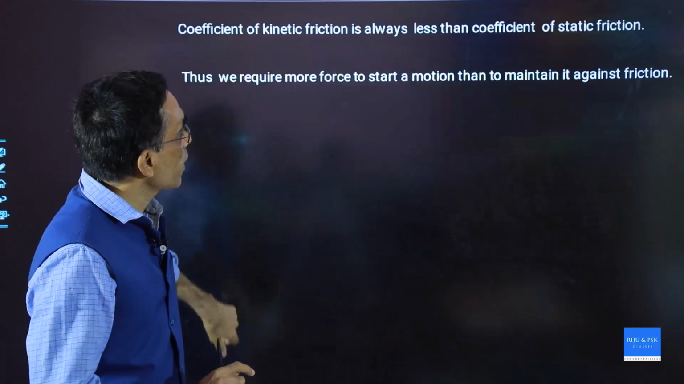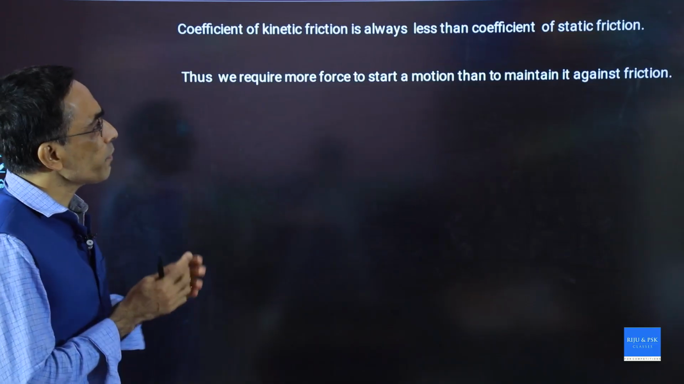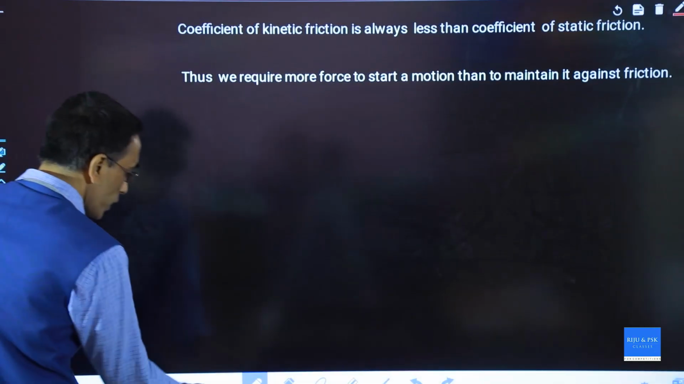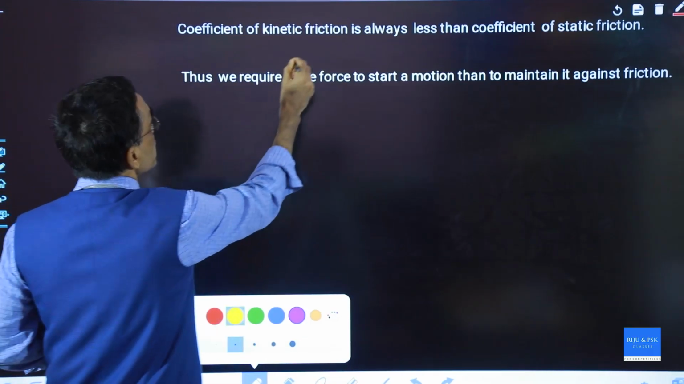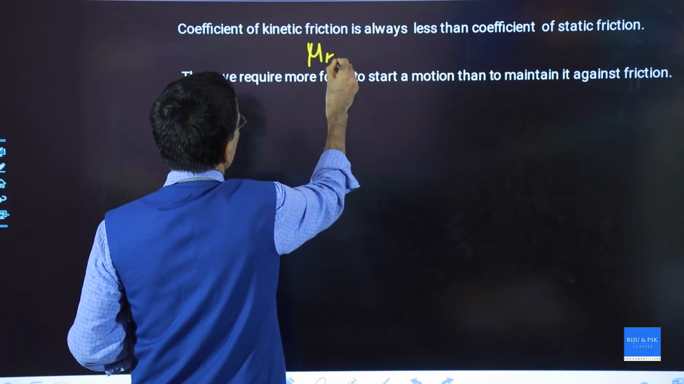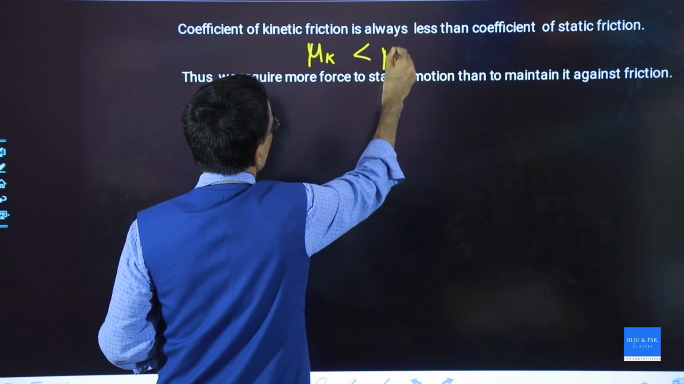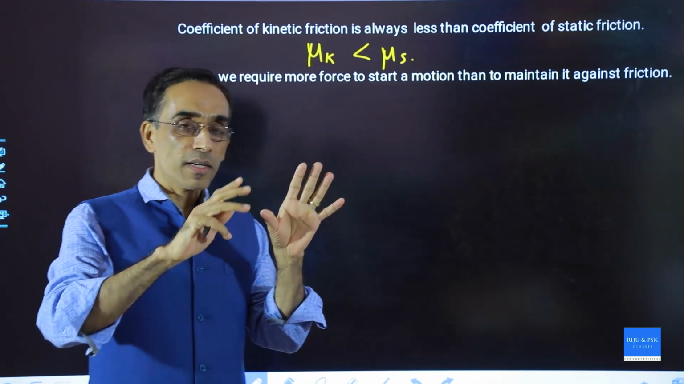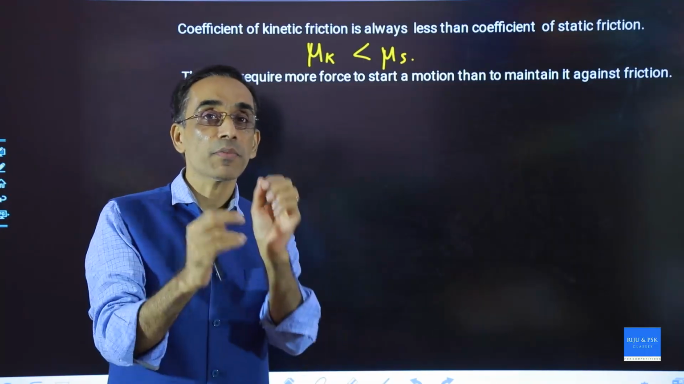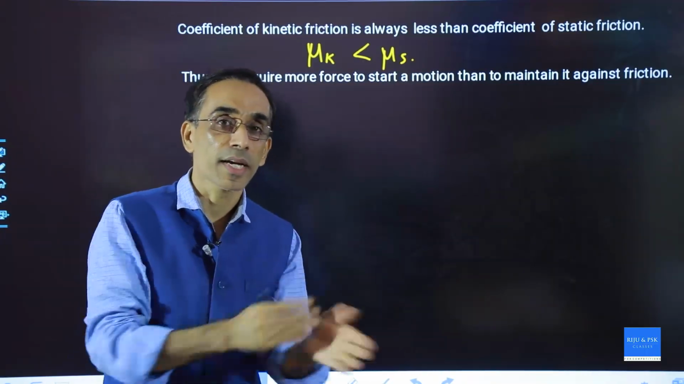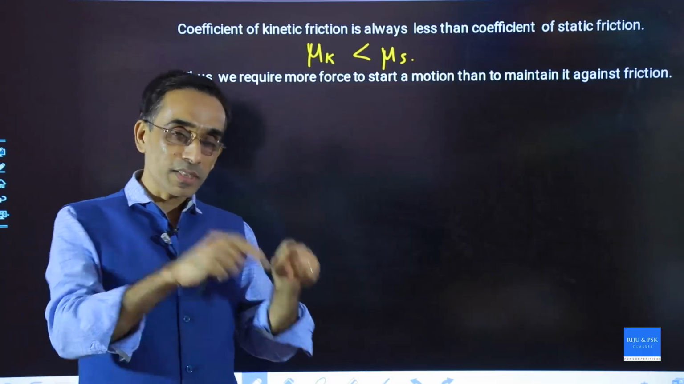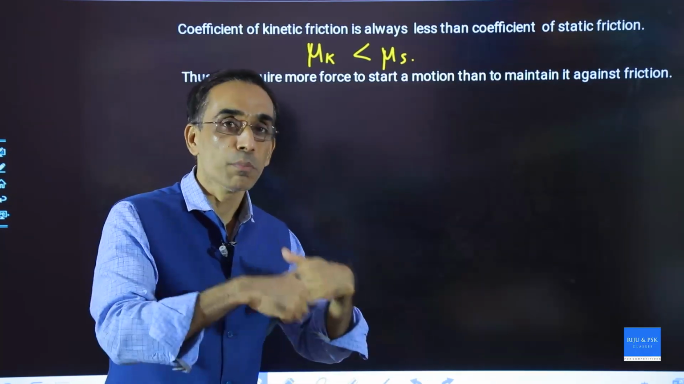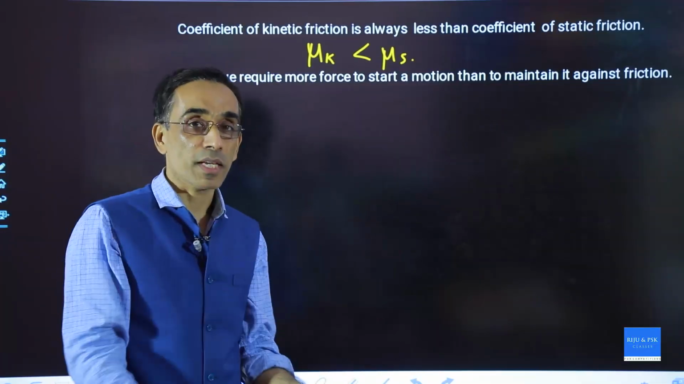Fine. Now, coefficient of kinetic friction and coefficient of static friction. Okay. What about their magnitudes or their values? You should know that the coefficient of kinetic friction is always less than the coefficient of static friction, which means that the limiting friction, the maximum static friction, will always be greater than the kinetic friction. The friction which is there when the body is not moving is more than the friction when it is moving.